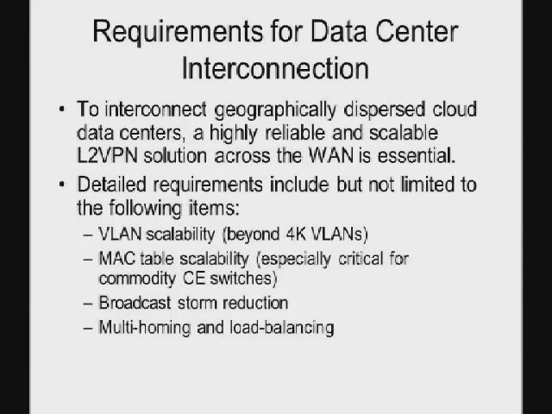The third is broadcast reduction. For example, how to reduce the ARP broadcast impact on the network performance and the host performance, and how to avoid the unknown unicast flooding. The fourth is multi-homing and load balancing, so as to increase high availability capacity and to optimize the bandwidth utilization, especially the backbone bandwidth utilization.